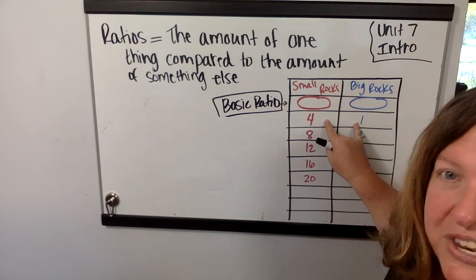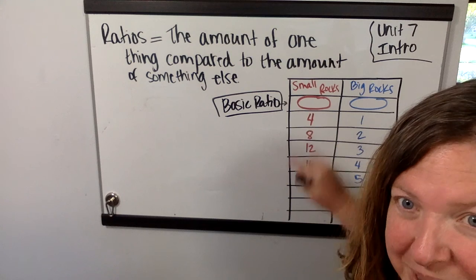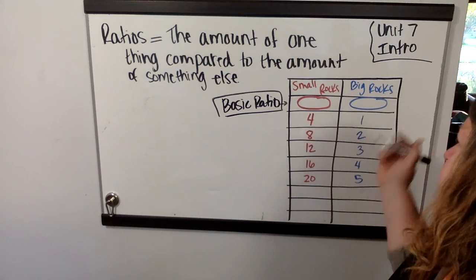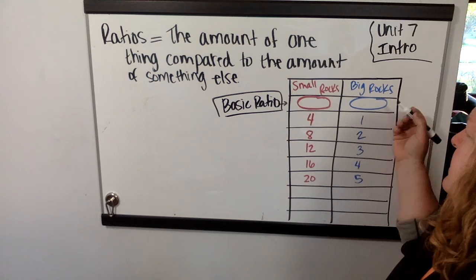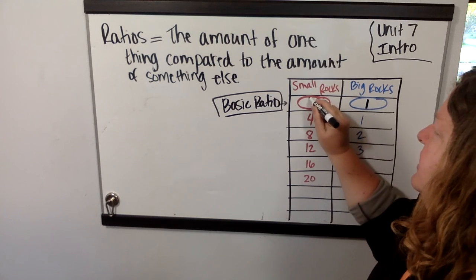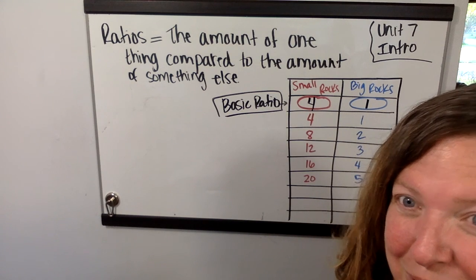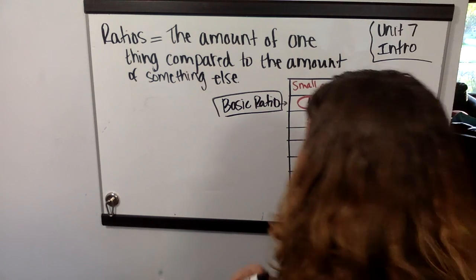So they already show us in this right here. We already have the basic ratio. Sometimes we need to find it. Here we already have it. So for us here, the basic ratio is 1 and 4. Now let's talk about how we're going to say those ratios.